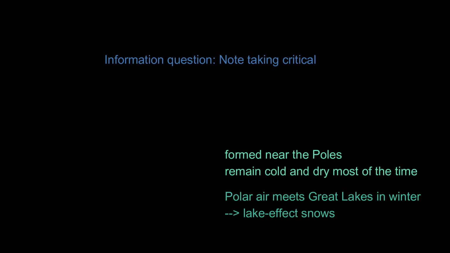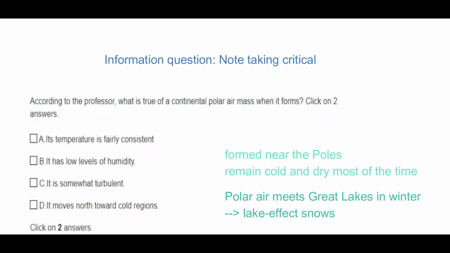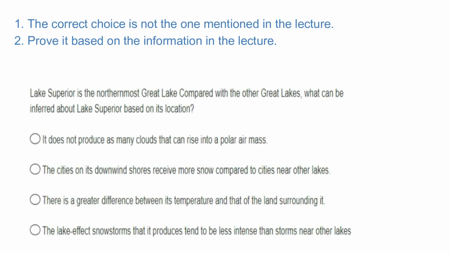However, when a polar air mass sweeps across the Great Lakes region in late autumn and winter, it can bring extremely heavy snowfalls to that region. We refer to these snowstorms as lake effect snows, whose moisture comes from the Great Lakes themselves. It is said that a continental polar air mass is dry and cold. So A and B should be the correct properties.